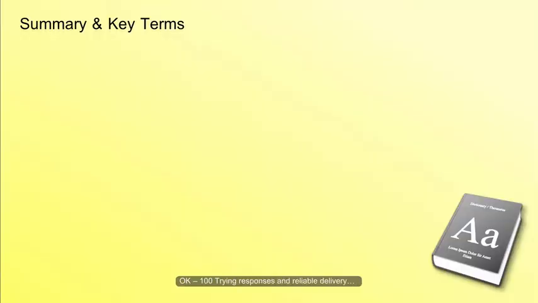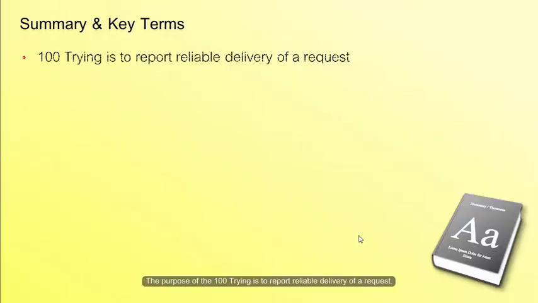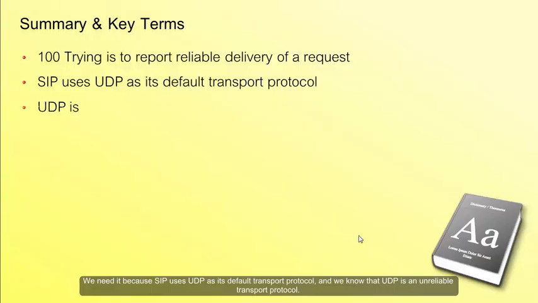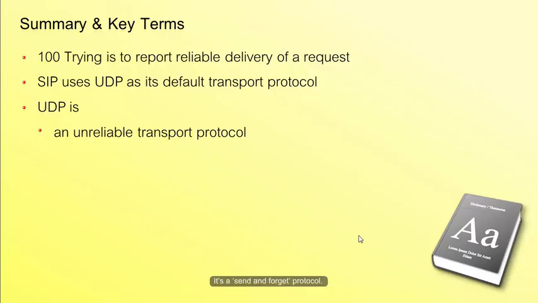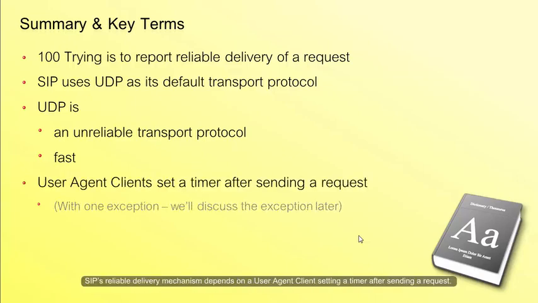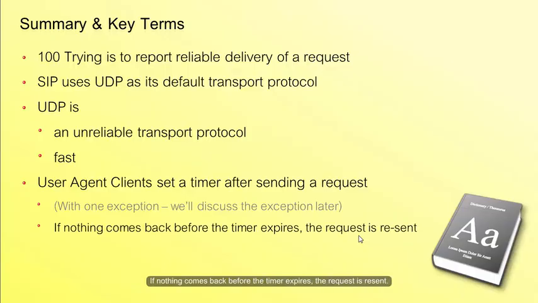Okay, 100 trying responses and reliable delivery. The purpose of the 100 trying is to report reliable delivery of a request. We need it because SIP uses UDP as its default transport protocol, and we know that UDP is an unreliable transport protocol. It's a send and forget protocol. It doesn't care if packets get lost. SIP uses it though because it's fast. SIP's reliable delivery mechanism depends on a user agent client setting a timer after sending a request. If nothing comes back before the timer expires, the request is resent.